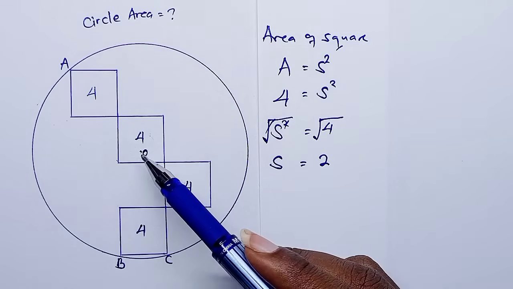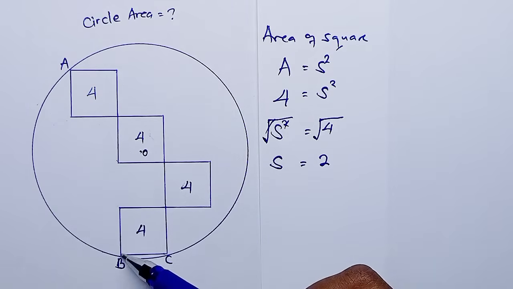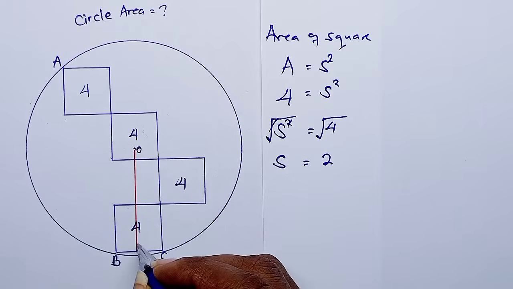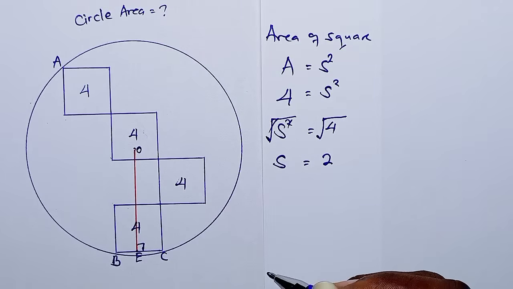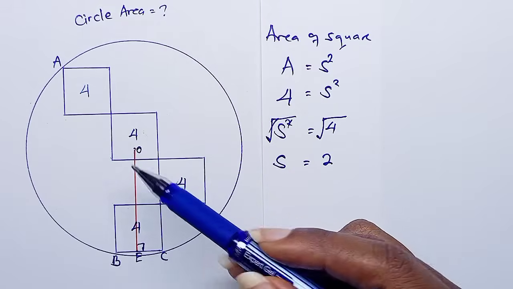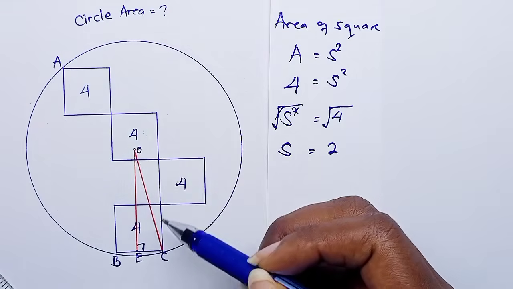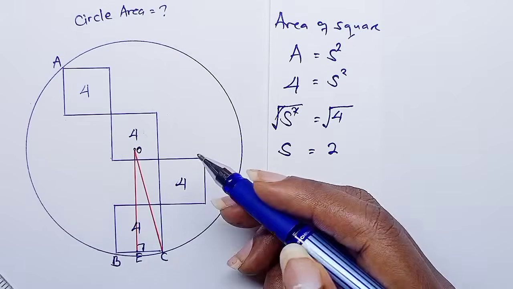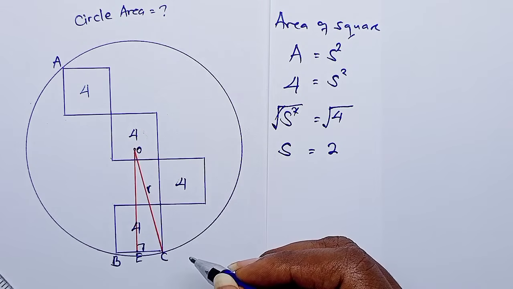Now, since O is the center of this circle, let's draw a perpendicular line from point O to line BC. As you can see, I've drawn a perpendicular, so this is 90 degrees. Let me call this point E. Also, let's draw another line to connect center O to point C. Just like this. OC is the radius of this circle, so this is radius R.